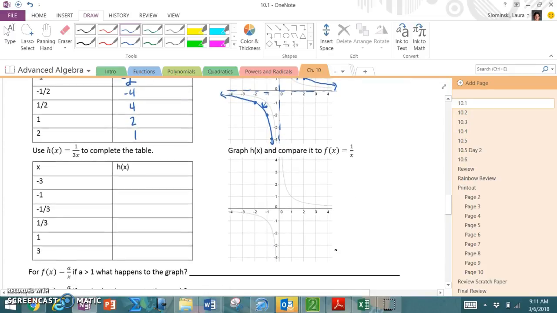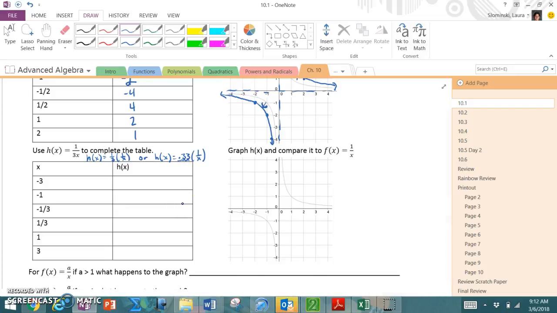And now in part B, or this next part, h of x, we've got 1 over 3x. I just want to note that there's a couple of different ways we can write that. It's the same as 1/3 times 1 over x. We don't usually write it that way, but just so that we understand it's the same. Or we could say then that 1/3 is the same as 0.33 times 1 over x. And the reason that's important is because this table will show us what happens. Well, what if that a value is less than 1?